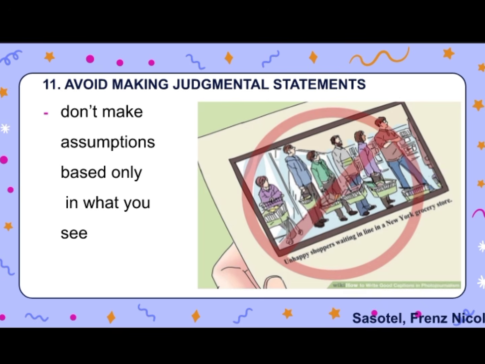Next is avoid making judgmental statements. Captions should be informative, not judgmental or critical. Don't make assumptions based on people's appearance in the photo. For example, as you can see in the picture, it shows shoppers in the mall waiting in line to the cashier, and the writer captioned it as unhappy shoppers waiting in line in a New York grocery store. This is wrong. You should not describe the people in the photo as unhappy unless you actually know they were unhappy, because journalism is intended to be objective and informative.